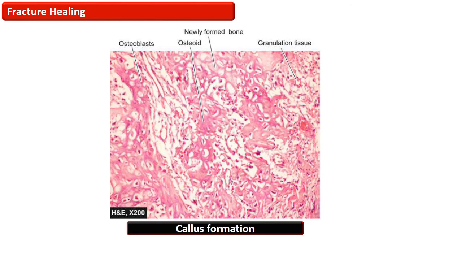This photomicrograph is showing the histological appearance of a callus. There is presence of osteoblast, osteoid, and new bone is formed along with granulation tissue. So all these are the components of a callus.